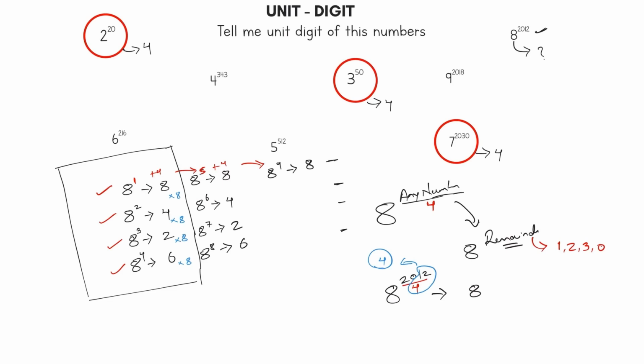4 3s are 12. Remainder is 0. Remainder is 0 means it is equivalent to the last case. This is 8 raised to 4. 8 raised to 4 ends in a 6. So that's it. That's my final answer. 8 raised to 2012 will also end in a 6. Okay, so that's what you do here as well, because the unit digit gets repeated after every 4 power. So you just play with the cycle of 4.